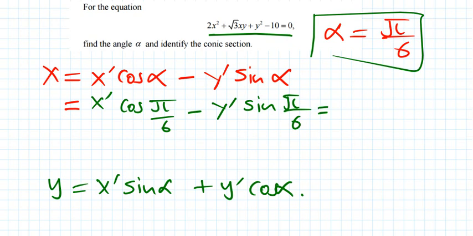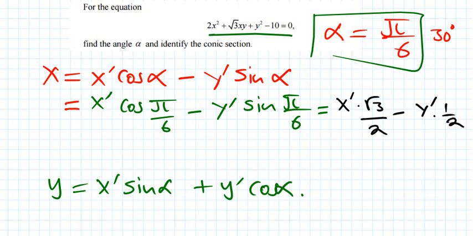Now I've already made a comment: pi over 6 is equal to 30 degrees. So if you're thinking in degrees, you can think of that. So what's cosine of 30? That's root 3 over 2. So for the first part, we're going to have x′ multiplied by root 3 over 2 minus y′ times sine pi over 6, which is 1 over 2. So we're just going to multiply by 1 over 2.